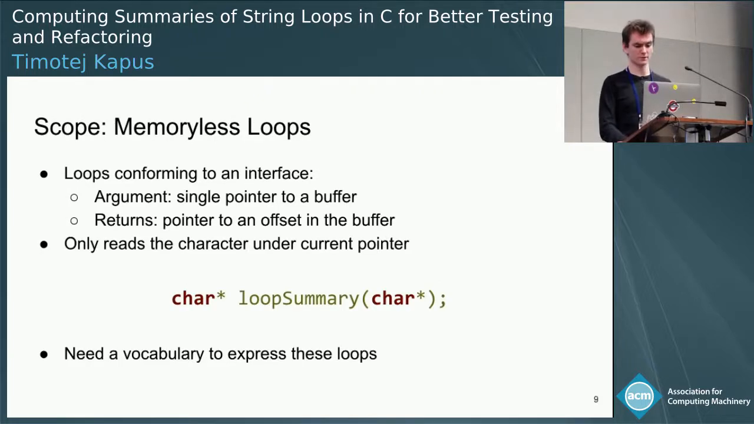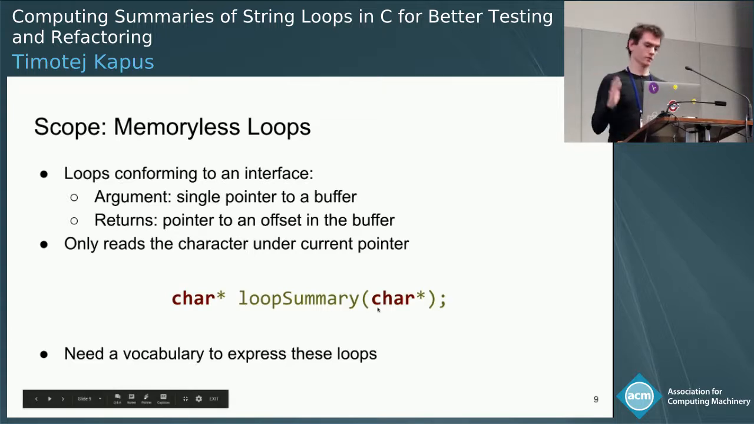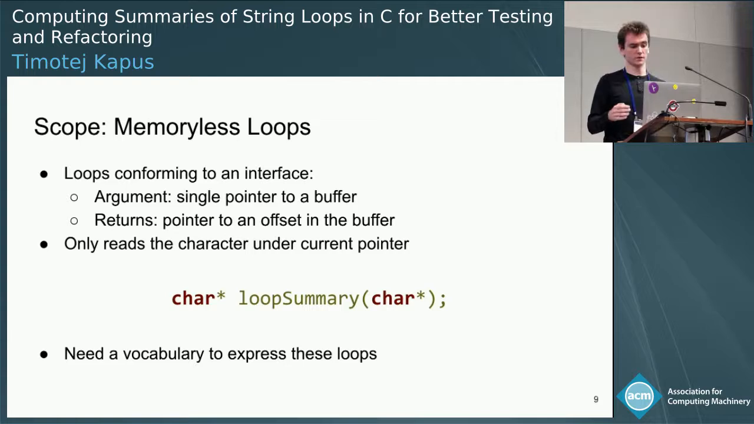Now, before you all get too excited about this, I want to talk about the scope of these loops, because we severely limited the scope of the loops to only talk about loops that operate on basically this interface, which are loops that take in a single pointer and output an offset into it. But the most important restriction is that they only read the character under the current pointer, so they traverse the string once and read that.